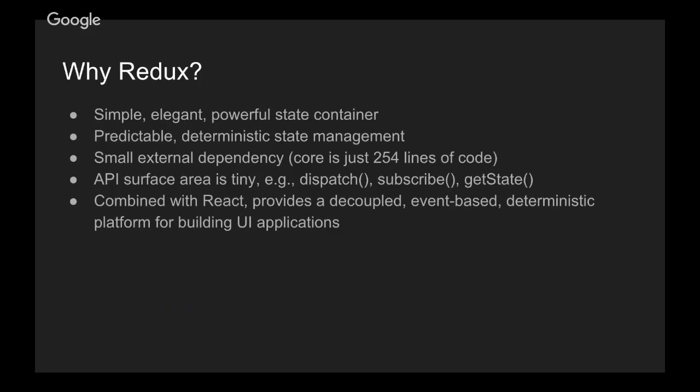In fact, by hooking into that dispatch, the Redux dev tools and other tools out there allow you to do things like time traveling, where you can go back in time and replay a series of actions, and your state should always be the same. It's tiny. The core library is just 254 lines of code. The surface area of the API consists of exactly three methods: dispatch, subscribe, and getState. And when we combine that with React and its deterministic view rendering, we essentially get a completely decoupled, event-based, deterministic platform that makes building these applications simple and easy to reason about.